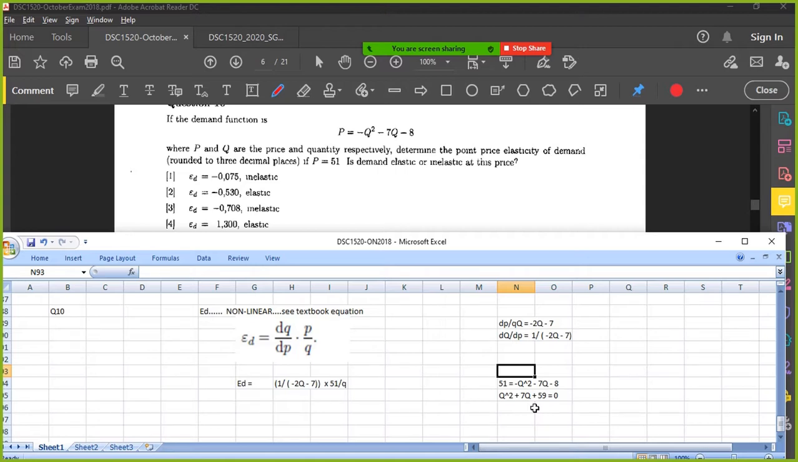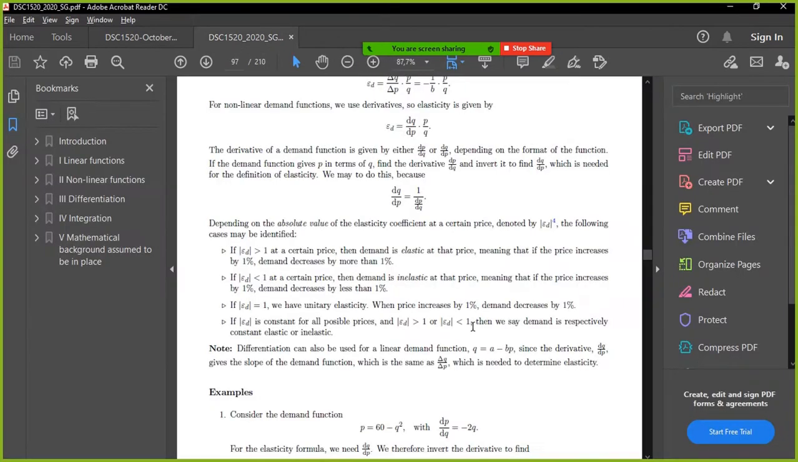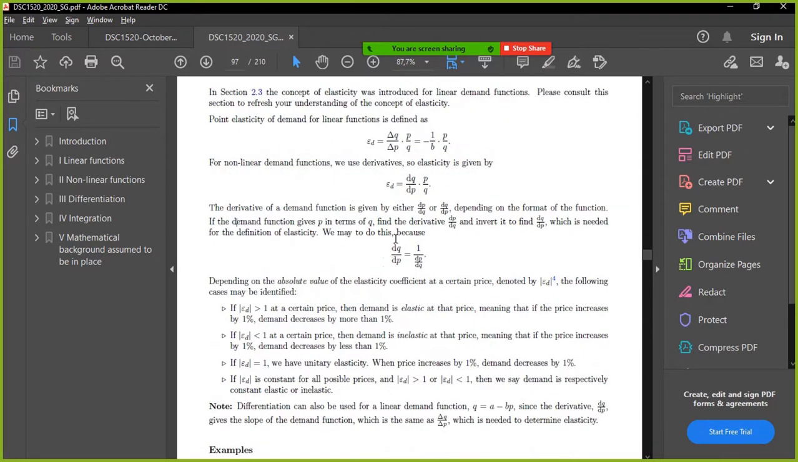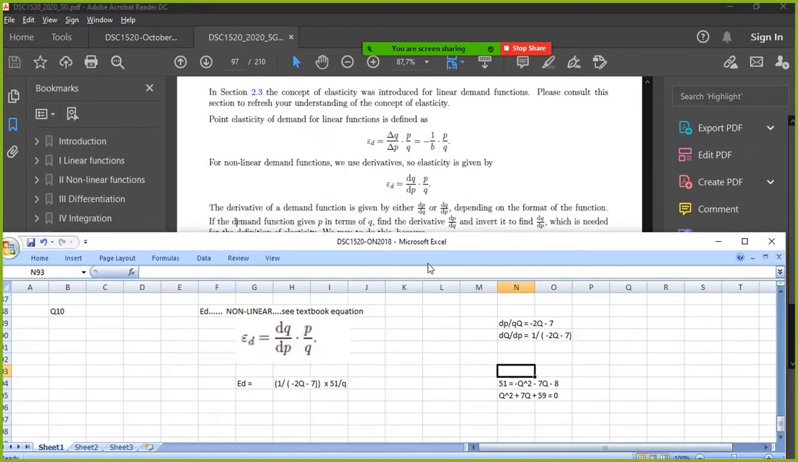You've got the derivative, you've inverted it, that's fine. What is the demand, elastic or inelastic at this point? They tell you P is 51. Is there another formula that doesn't have Q? Maybe this one here. There's the inverting. Doesn't look like there's another equation. Looks like that is the only one. So you'd have to work out the Q. Oh well, just have to do it the long way.